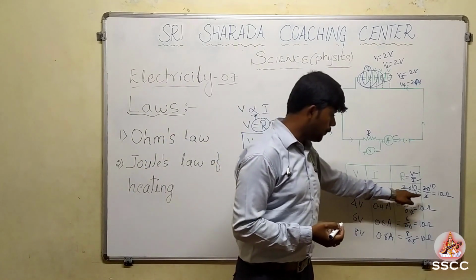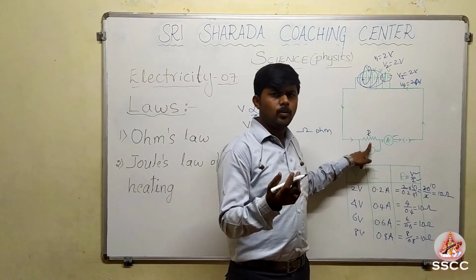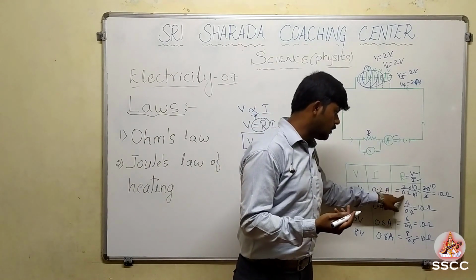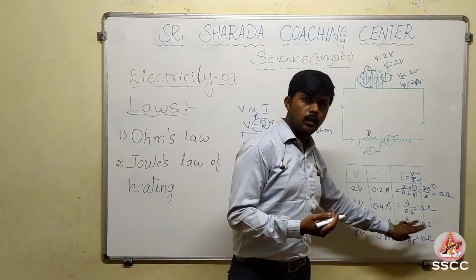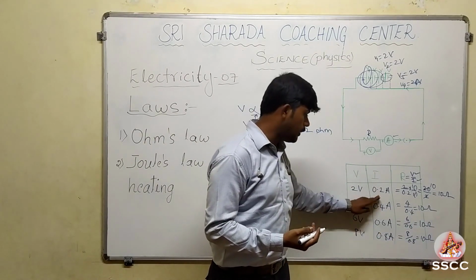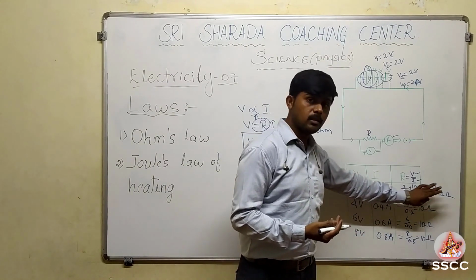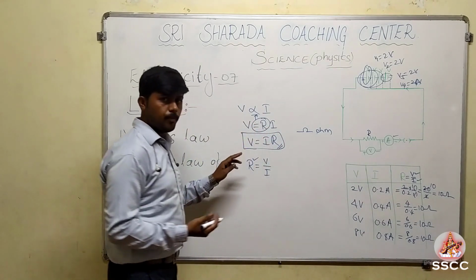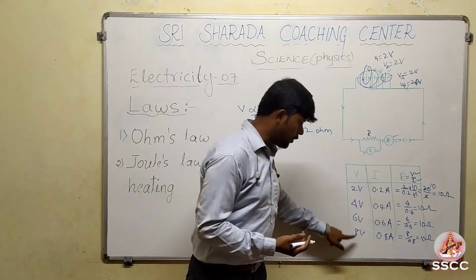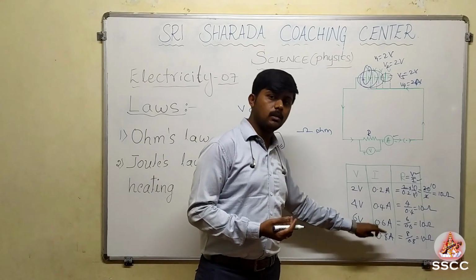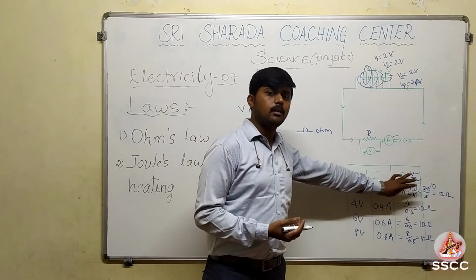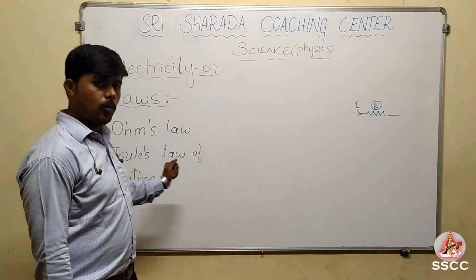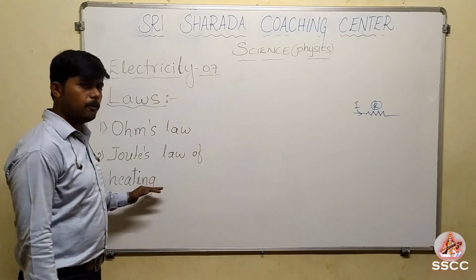And here you can observe for the given material, whether it may be a lamp or the wire, whatever it may be, the resistance is constant, it won't change. If you are increasing the potential difference, the electric current is increasing, but the resistance won't change, it remains constant. This is Ohm's law. You can observe if you are increasing the potential difference, the electric current also increases, but finally we are getting the electrical resistance as constant. This is Ohm's law. We have one more law here, that is Joule's law of heating.